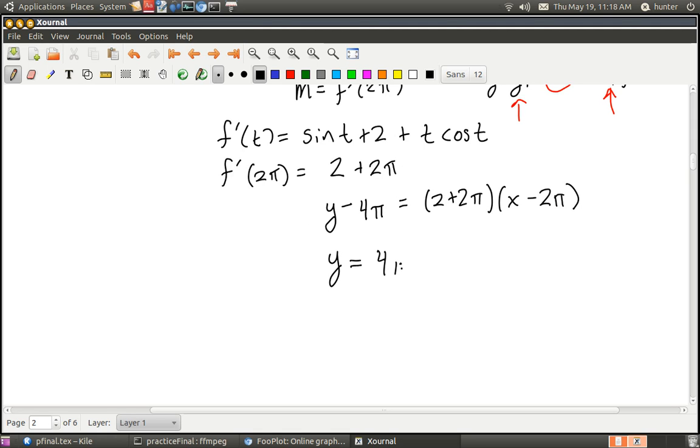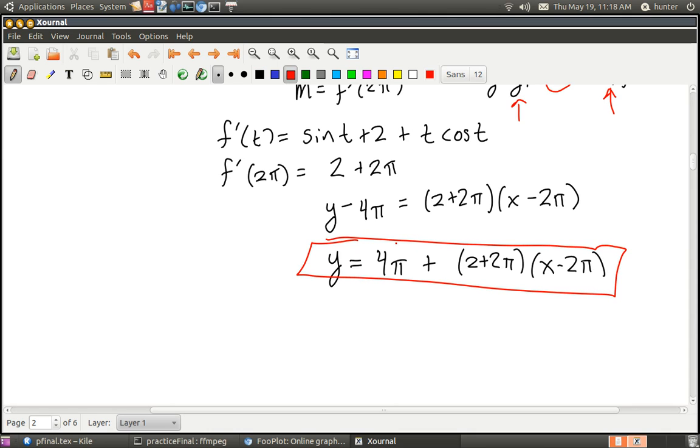So it's y equals 4 pi plus 2 plus 2 pi times x minus 2 pi. And I'm just going to leave it like that. And I'll put a red box around it. Okay, so this is the answer for part A.